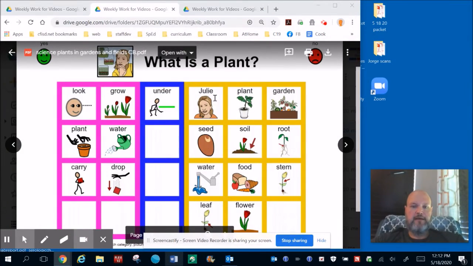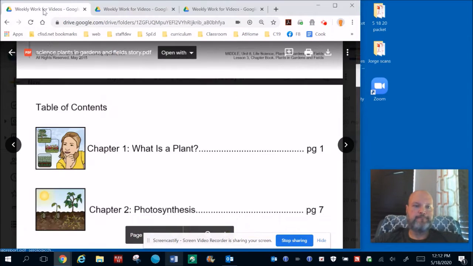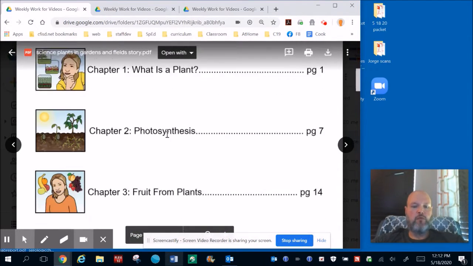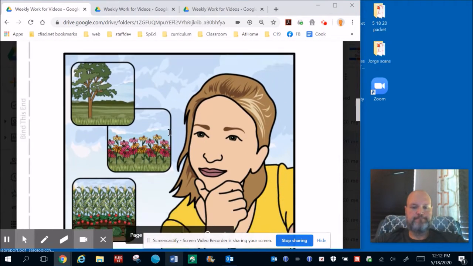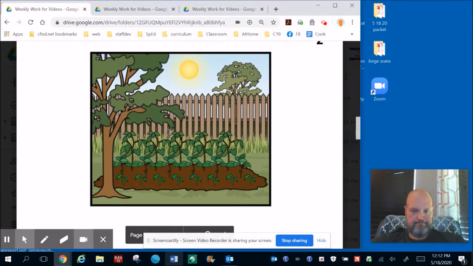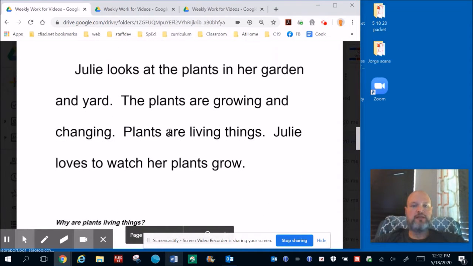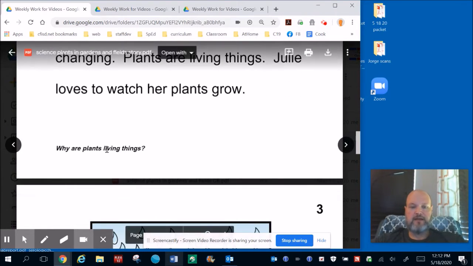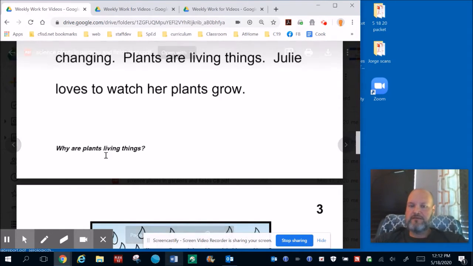Okay, welcome back. Now that we've gone over our vocabulary for the story, we're going to go ahead and read the story. Chapter 1, what is a plant? Julie looks at the plants in her garden and yard. The plants are growing and changing. Plants are living things. Julie loves to watch her plants grow. And at the bottom, there's a question to think about. Why are plants living things? What makes them living things?